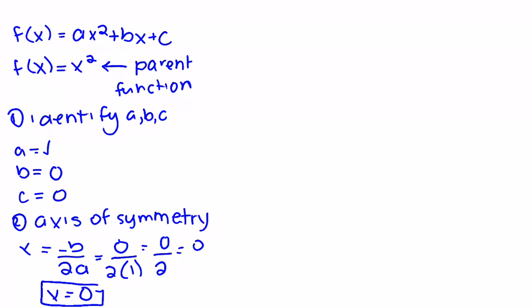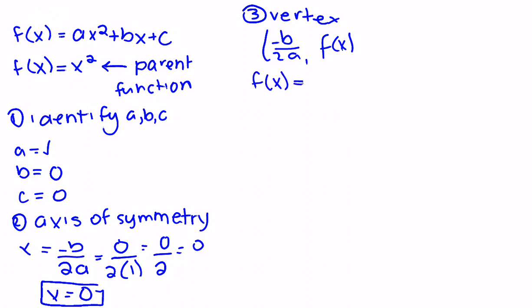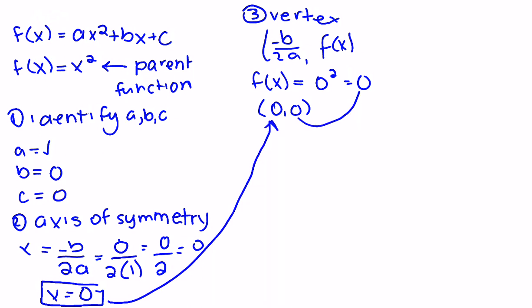So we simply get x is equal to 0, and that's our axis of symmetry and also the x value for our vertex. Now, third step we want to do is we're going to go ahead and find the vertex. And remember, that's negative b over 2a, f of x. So we need to take our 0 value and substitute it back into our equation. So we have f of x equals 0 squared, which is 0. So our vertex is 0, 0. That one coming from your x and this one from your y.